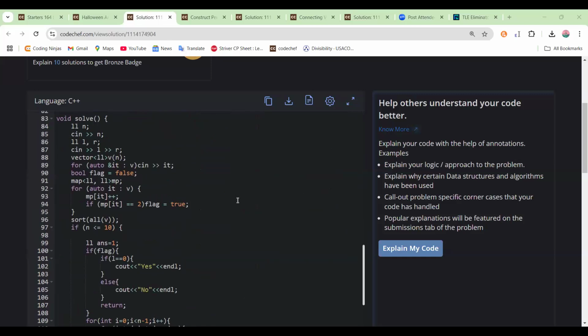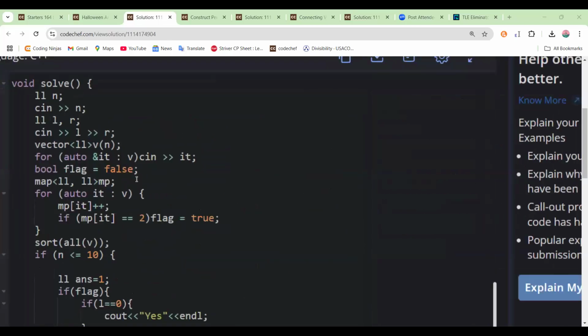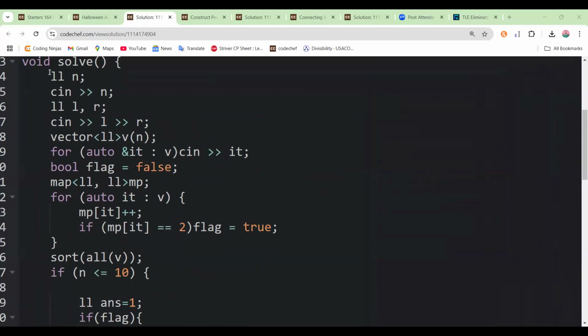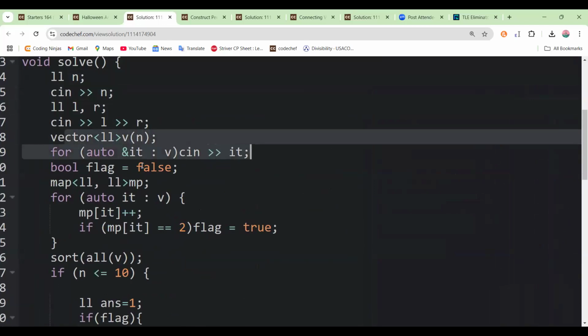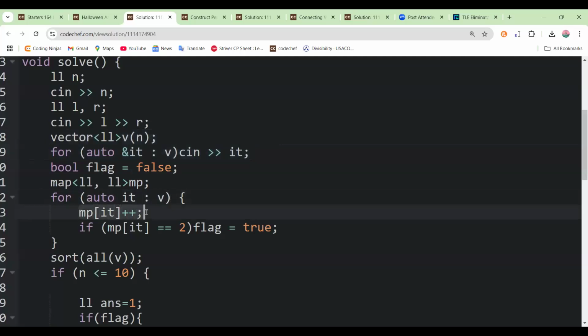So the code is pretty much the same that we already discussed. So first of all, what I am doing is I am taking the size of the array as input, then L and R as input, then the vector v as input. Then I initialized my flag value to false. So flag will basically tell me whether any value is repeated in the array or not. There can be multiple methods via which you can check whether a duplicate element exists or not. So it completely depends on you. What I did was I constructed a map. I just traversed over the vector, increased the frequency of the particular number, and can you remove this otherwise if possible?